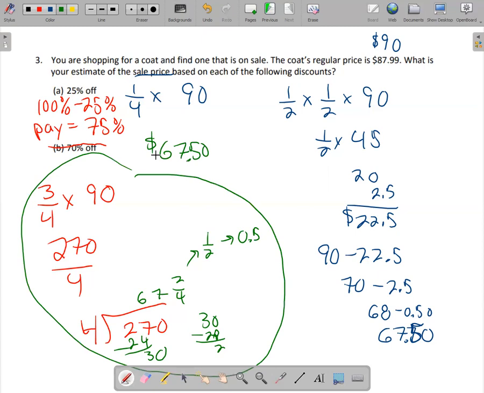So what I'd like you to try for the 70% off is thinking about it out of 100%. What do we pay if it's 70% off? What percent do we pay if it's 70% off? 30%. Yeah, so for part B here, I just want to know what is 30% of 90. So try to do that without a calculator.